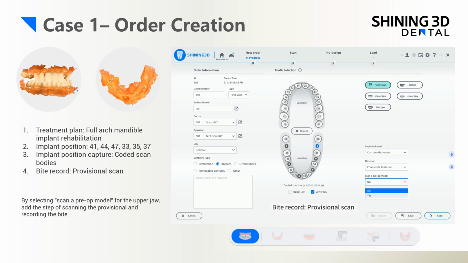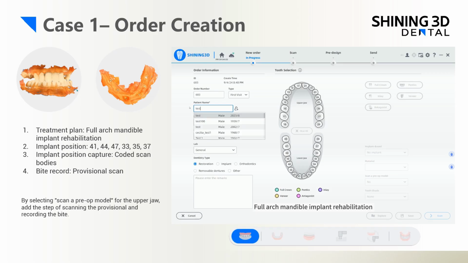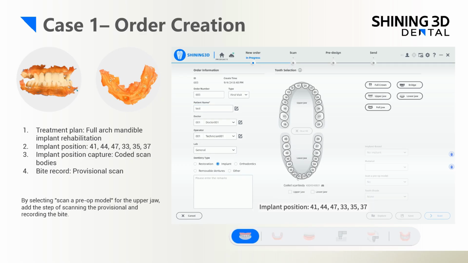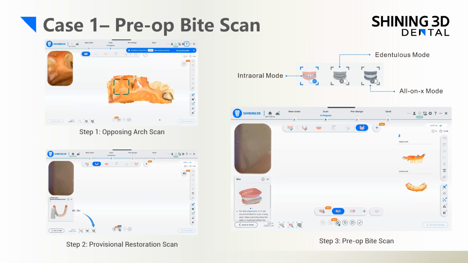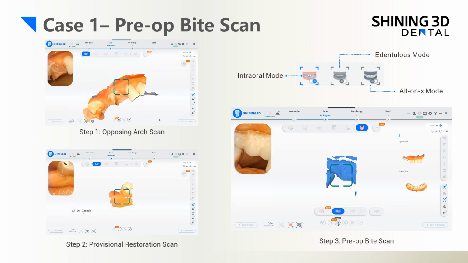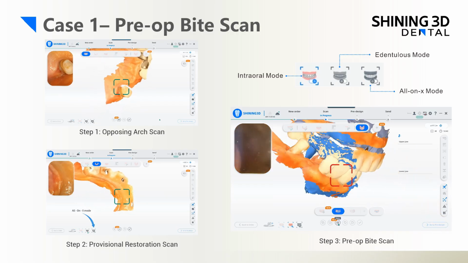When you begin the scanning stage, all required scanning steps will appear in the workflow bar above in the scanning interface. Properly confirming the case's basic information and establishing the correct scan steps is critical for a seamless digital scanning process. Okay, the first part of the whole scanning workflow for final restoration cases is the pre-op bite.